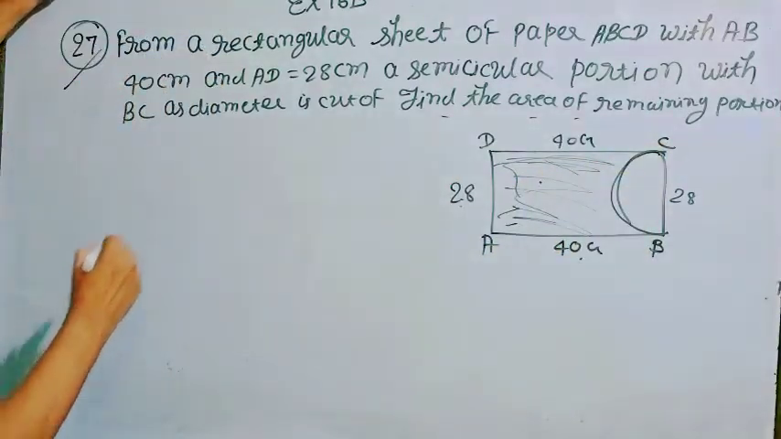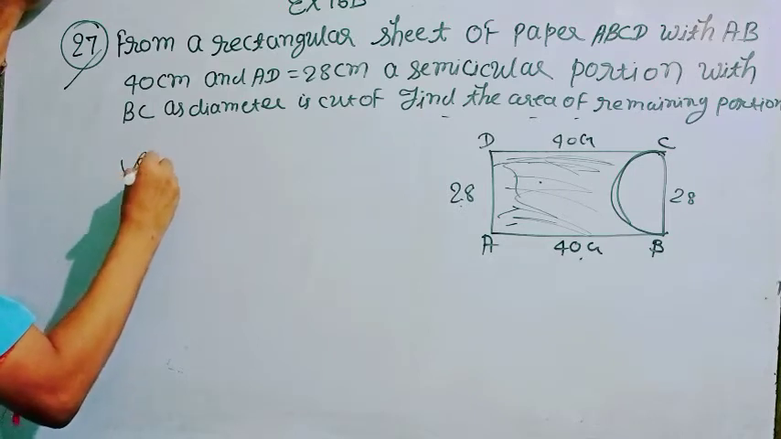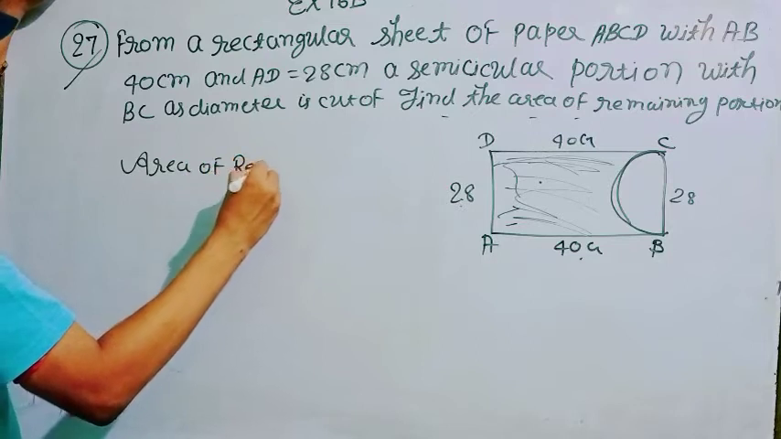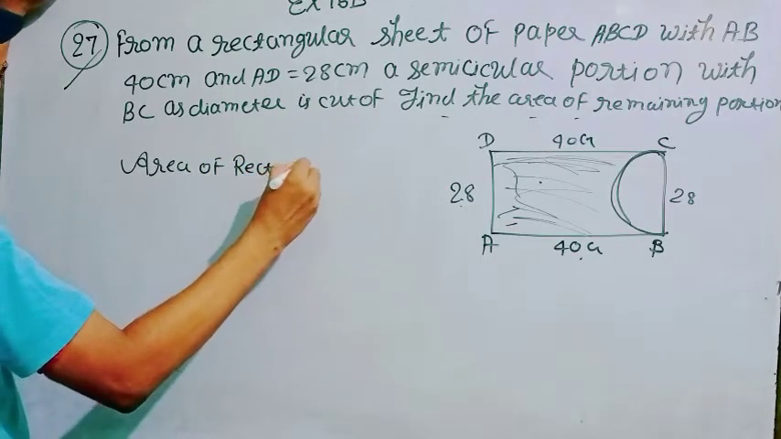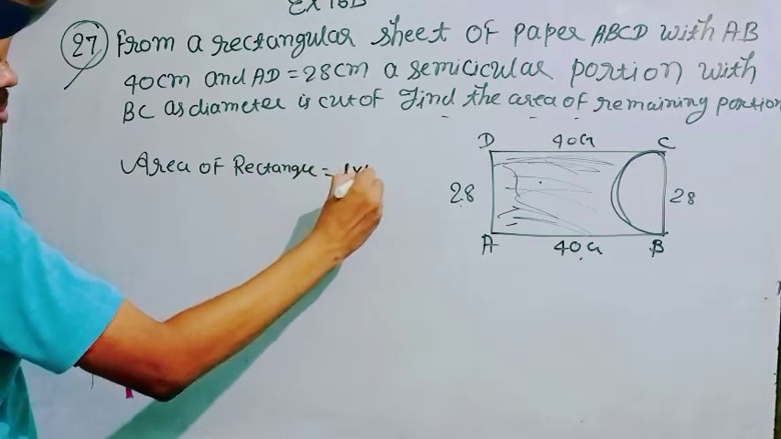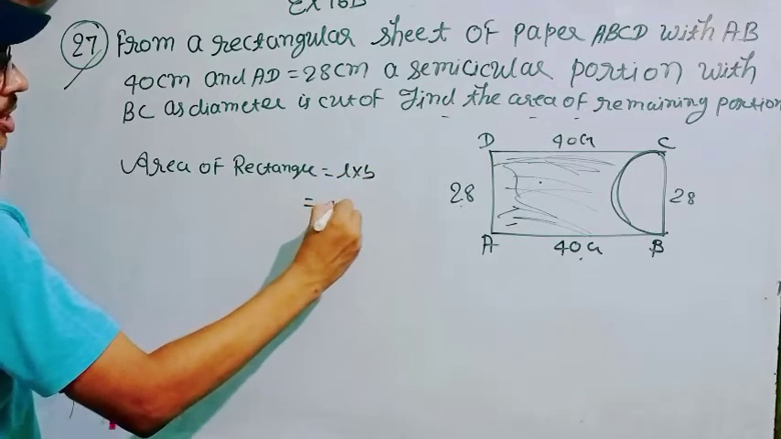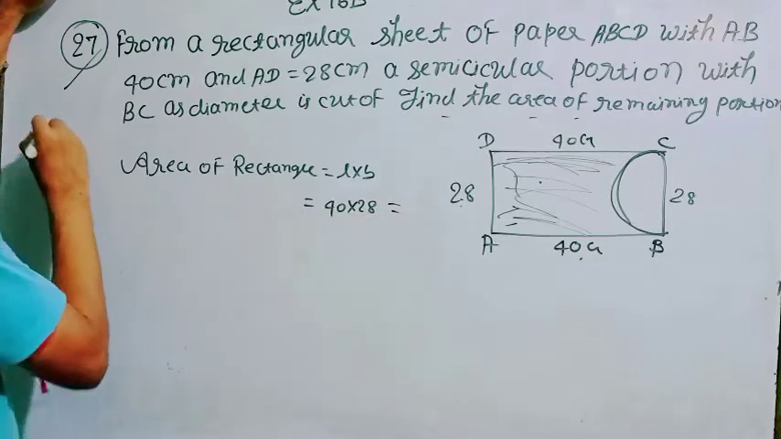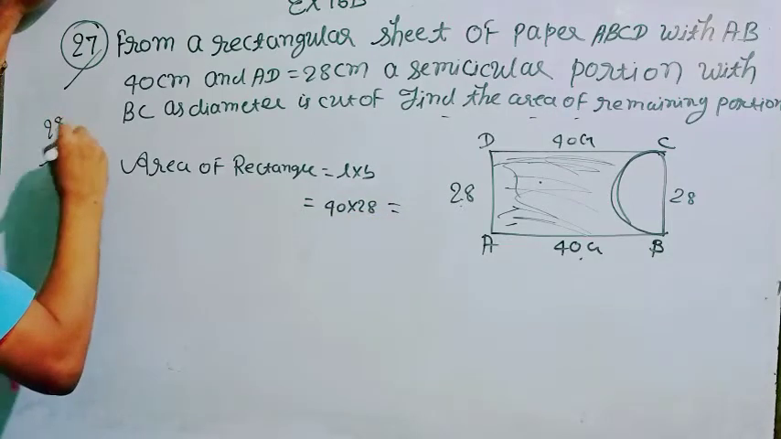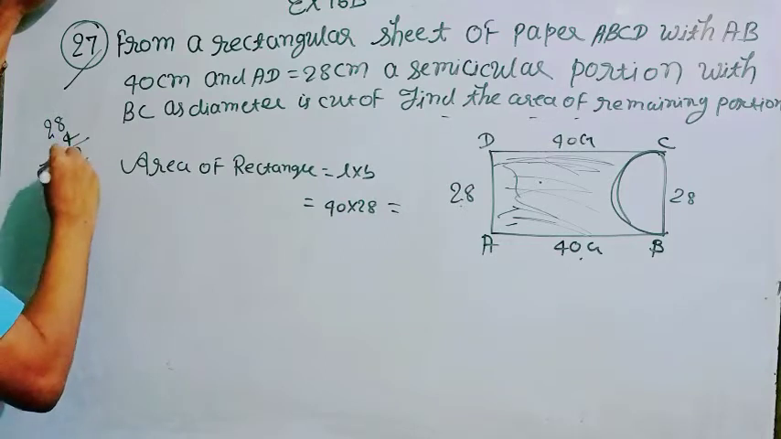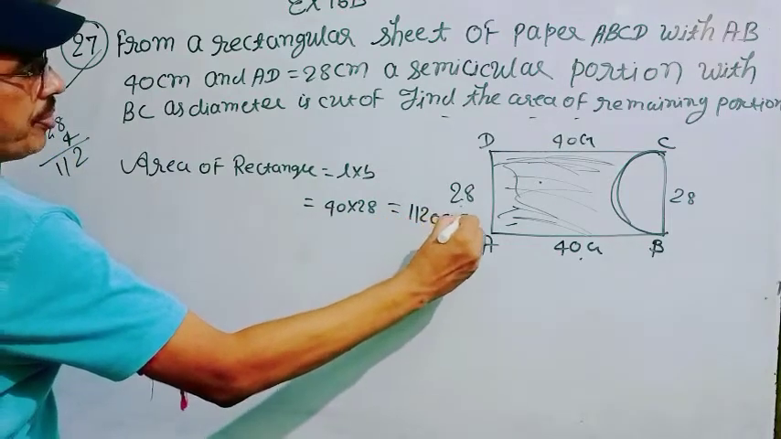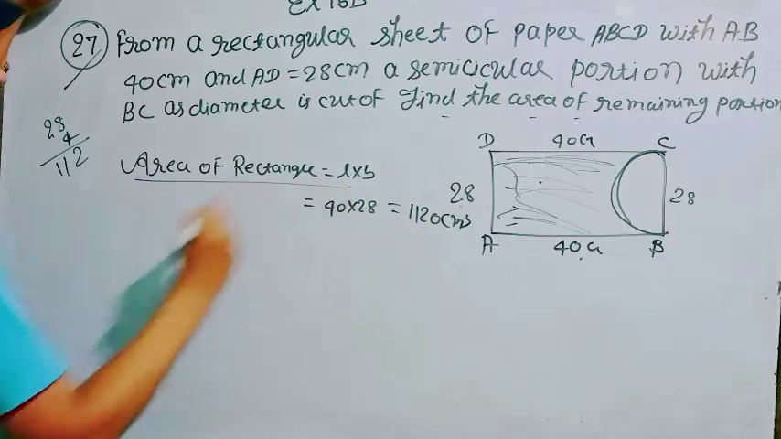So, what is the area of the rectangle? First you write: area of rectangle is equal to length into breadth, that is 40 into 28. 28 times 4, 32, 112, that is 1120 cm square. It is the area of the rectangle.